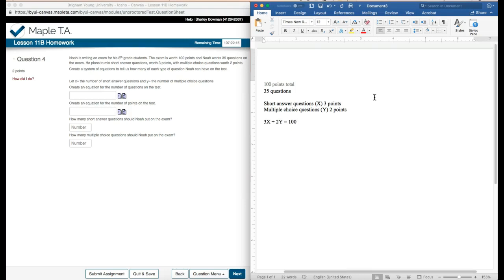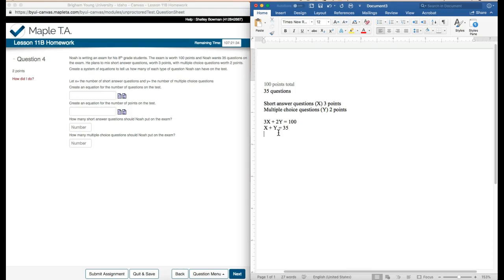Now, the second set of information is 35 questions. That means all of the short answer questions and all of the multiple choice questions will end up being 35 questions total. So that means all of the X's plus all of the Y's will make 35 total questions. And there's our formulas, or our equations.